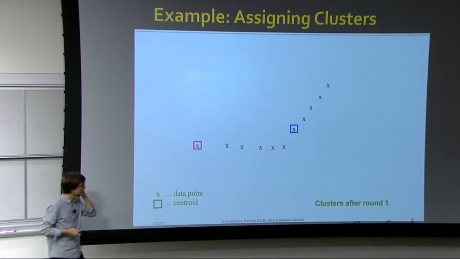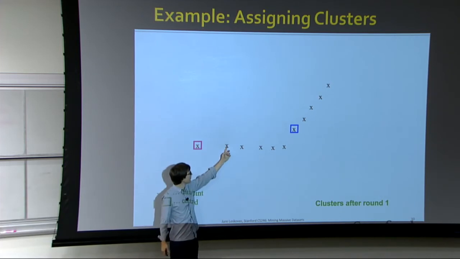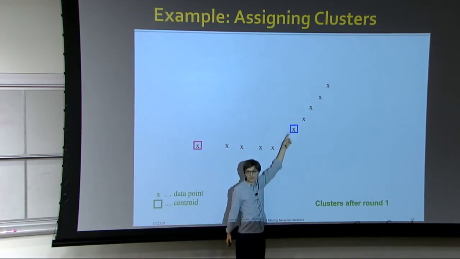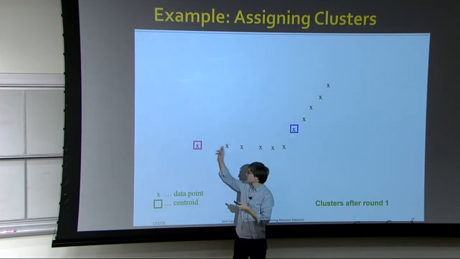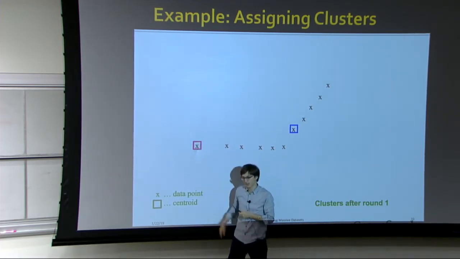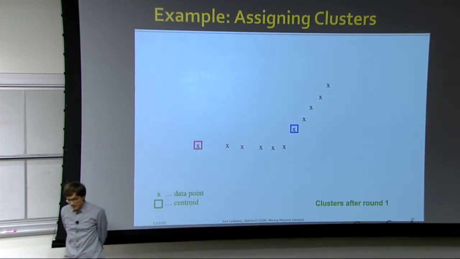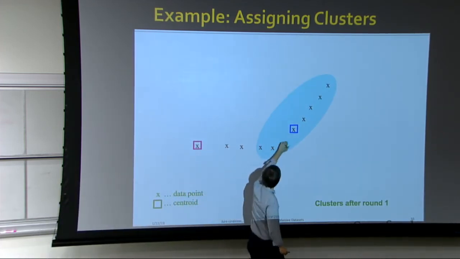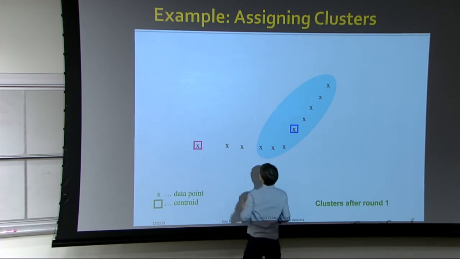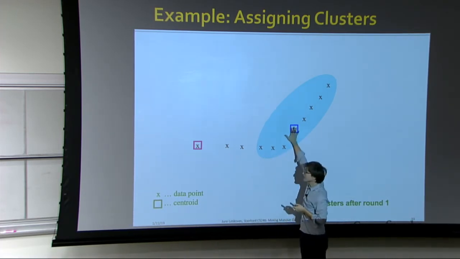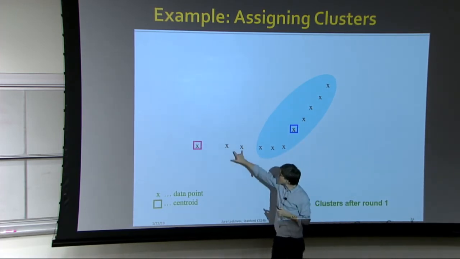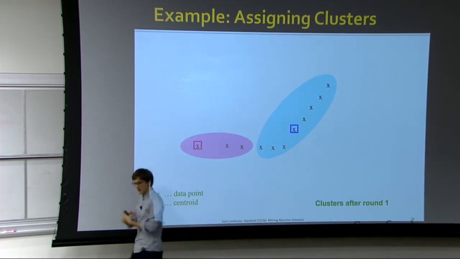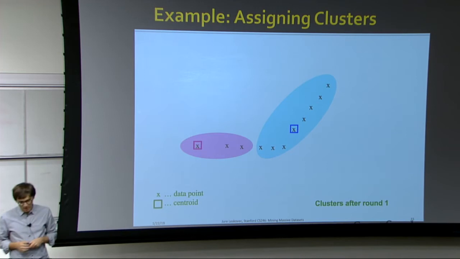So what do I do next? What I do next is for every data point, I ask it, are you closer to this centroid or are you closer to that centroid? And whatever centroid it's closer to, I assign it to that cluster. For example, all these blue points are closer to the blue square than to the violet square, so they all get assigned to this cluster. And these 2 points get assigned to that cluster. And this could be the end of the running of our algorithm.